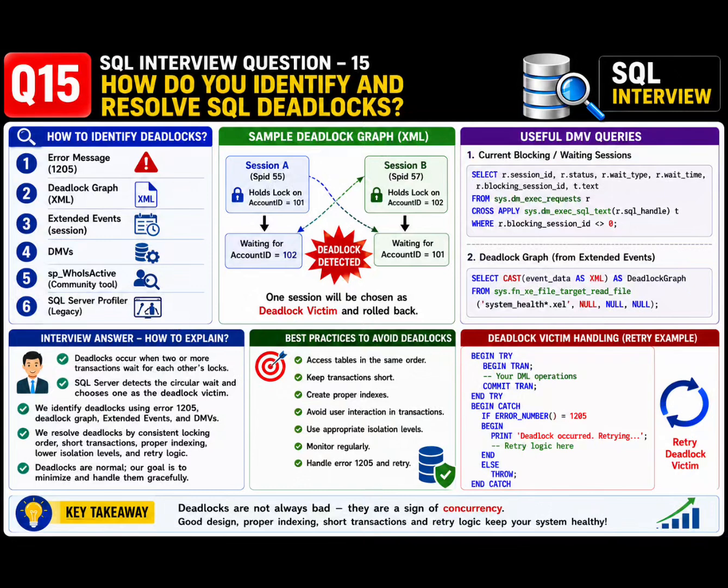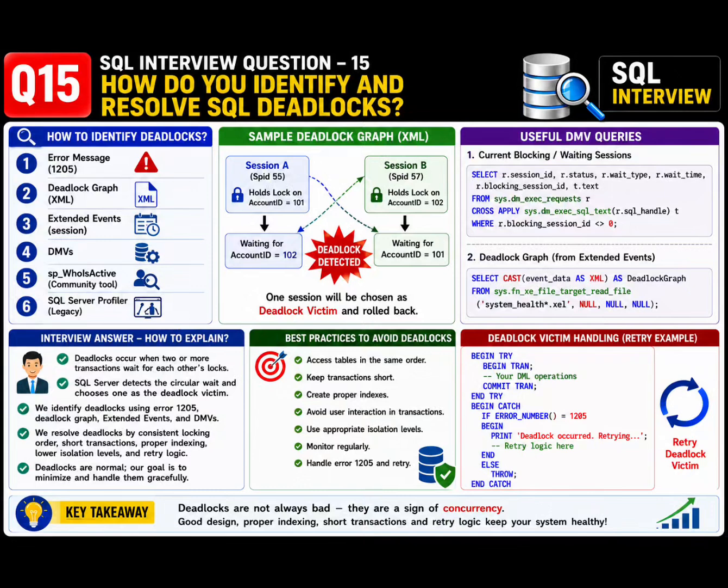In the real-time example, you can imagine a bank application. One transaction transfers money from account A to account B. At the same time, another transaction transfers money from account B to account A. If each transaction locks one account and waits for the other, a deadlock occurs. So SQL Server resolves it by rolling back one transaction and allowing the other to finish.